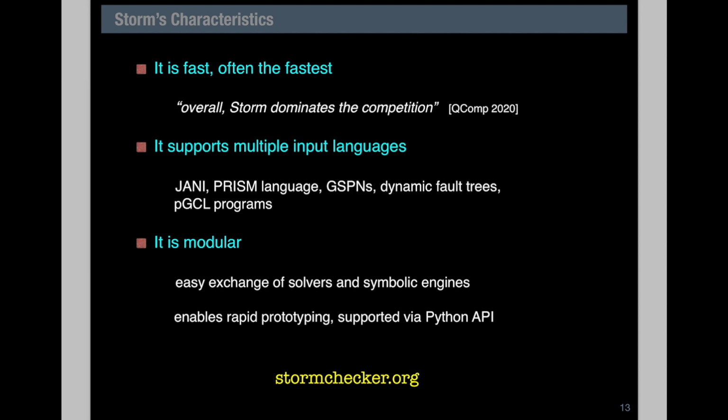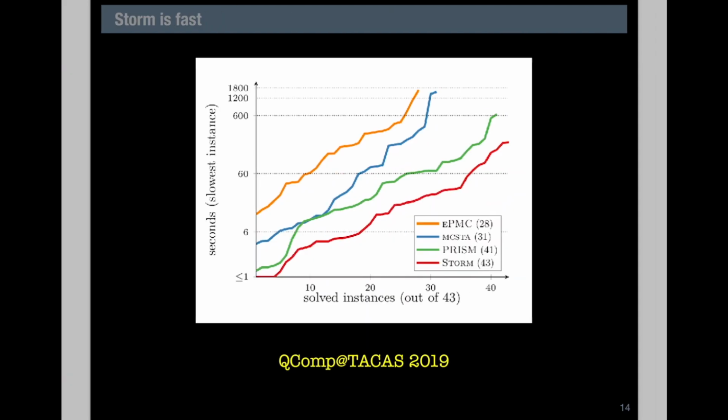So let's go through these three assets one by one. So Storm is fast. This is a picture that on the x-axis gives you the number of instances out of a certain selection that can be solved. And the y-axis tells you the amount of time, log scale, in seconds that these model checkers need to solve these instances. The most popular model checker that you probably are aware of is the model checker Prism, which is the green curve. Storm is the red curve, and obviously the lower the curve, the faster you can solve instances.